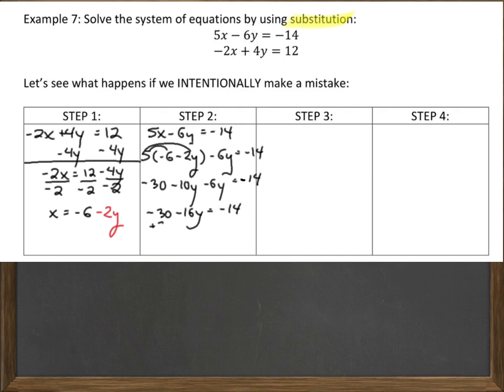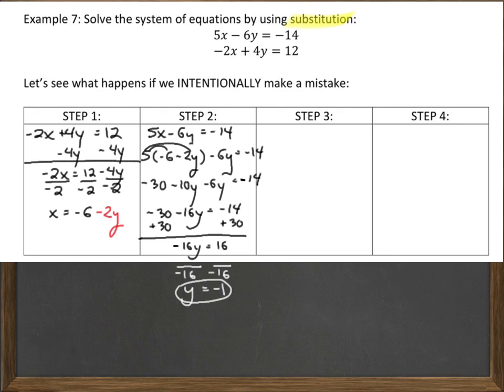We're going to add 30 to both sides. So we have negative 16y is equal to 16. Then I'm going to divide both sides by negative 16, and we get y is equal to negative 1. Notice that so far I still got an integer value for y even though I made a mistake. So there are not really any red flags, other than the fact that I already told you I made a mistake on purpose.